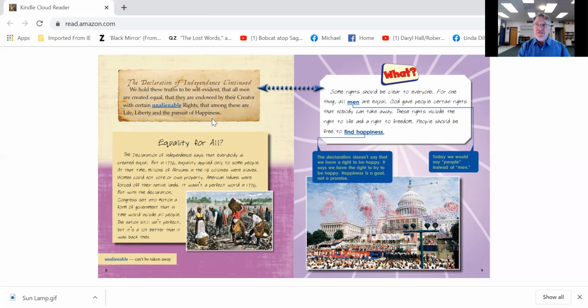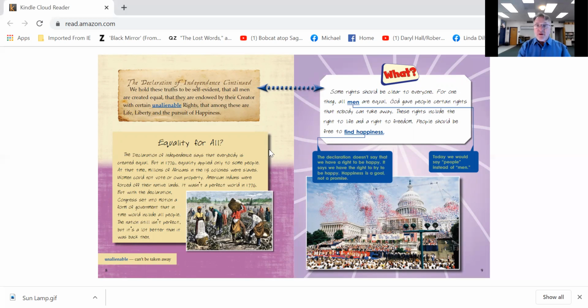Now, here's a part of this that is a little uncomfortable. The Declaration of Independence says that everybody is created equal. But in 1776, equality applied only to some people. At that time, millions of Africans in the 13 colonies were slaves. Women could not vote or own property. American Indians were forced off their native lands. It wasn't a perfect world in 1776, but with the Declaration, Congress set into motion a form of government that in time would include all people. The nation still isn't perfect, but it's a lot better than it was back then.